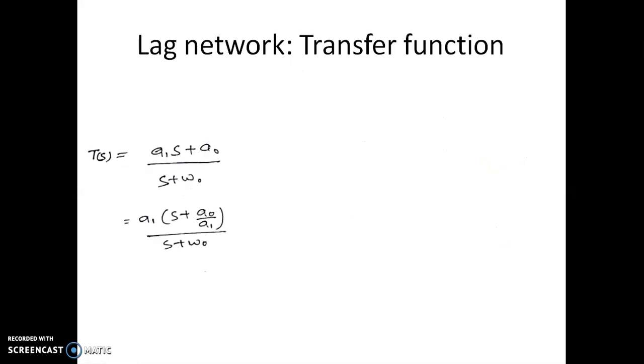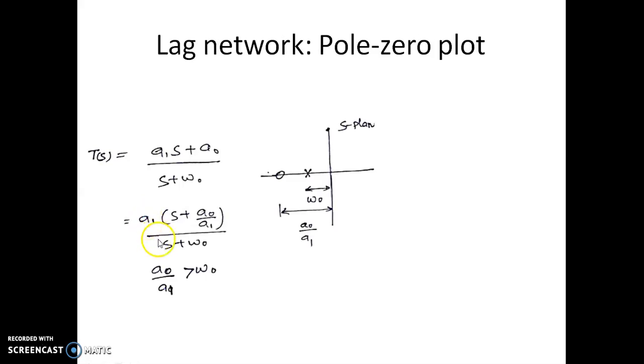So let us see the same transfer function slightly rearranged in this way. Now we can see there is a pole located at omega naught, and there is a zero at a naught by a1. Of course this is the constant term. What we are assuming here is that a naught by a1, which represents the position of the zero, is far greater than omega naught, which is the position of the pole.